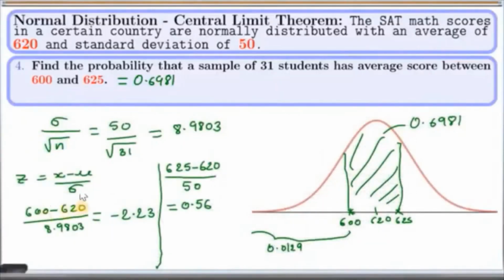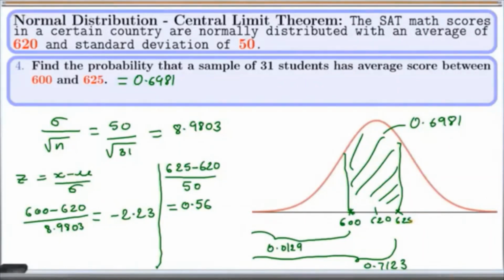So let me put that down here. Area to the left of 625 is 0.7123. Now to find this area in between, all we need to do is subtract this number here from this number. And we get 0.6991, which is basically the same as what we got using calculator. Now let me show you how to find this area here using Excel.